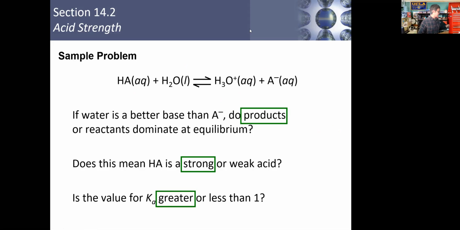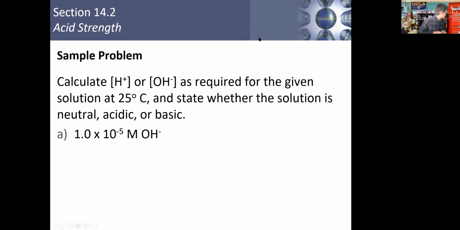Okay, let me ask you to try this problem here. Hopefully you got that sample problem out of the way. But let's take a look at this one really quickly before time runs out. What we want to be able to do is also calculate the hydrogen ion concentration.